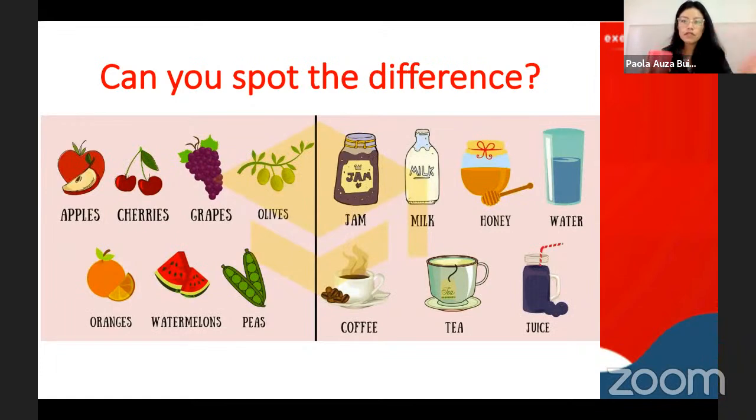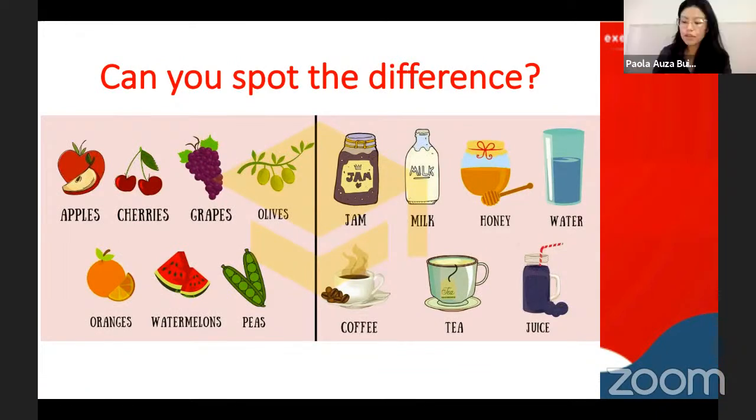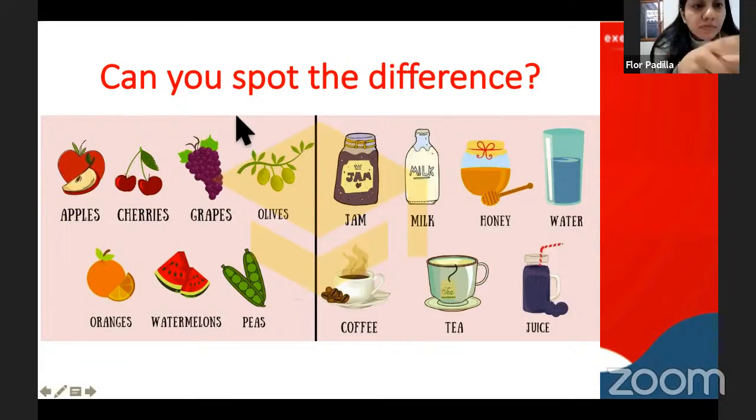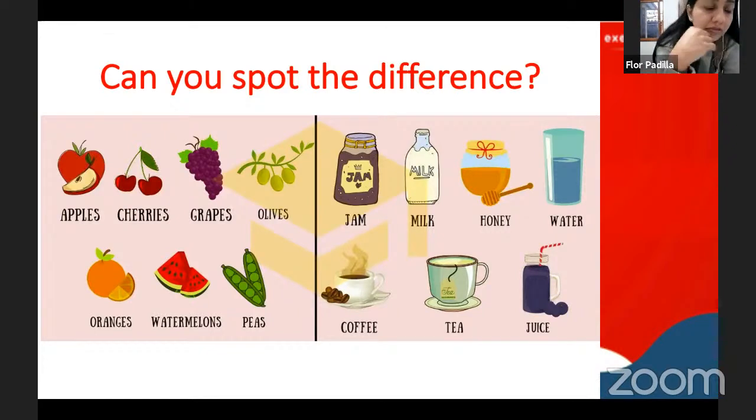From the left foot to the right foot. What does spot mean? A spot, like, can you find the difference? Can you see the difference between these ones and these ones? In the right, there are uncountable things. All right. And on the left? On the left, there are countable.